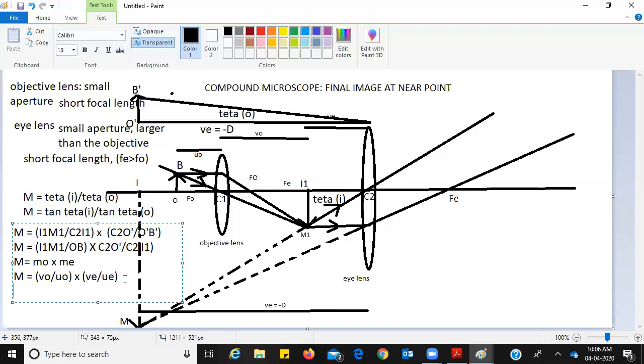Now, if you observe the second lens, it acts like a simple microscope, right? Check the second lens, only the second lens. Object and image, right? So it is one of the cases we have done before, the last simple microscope case. Image at near point. So what was the result for that? 1 plus d by f. So VE by UE I can do like that.